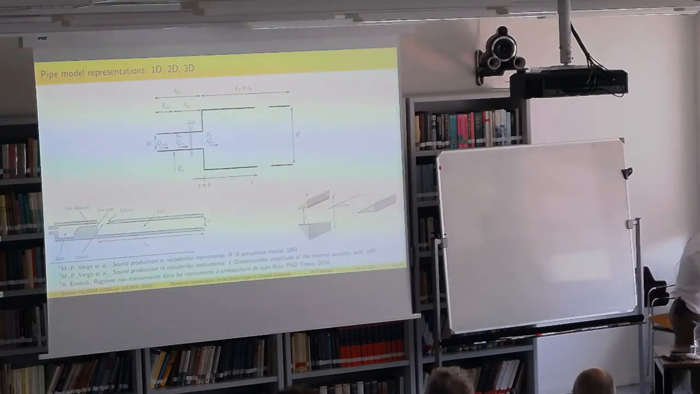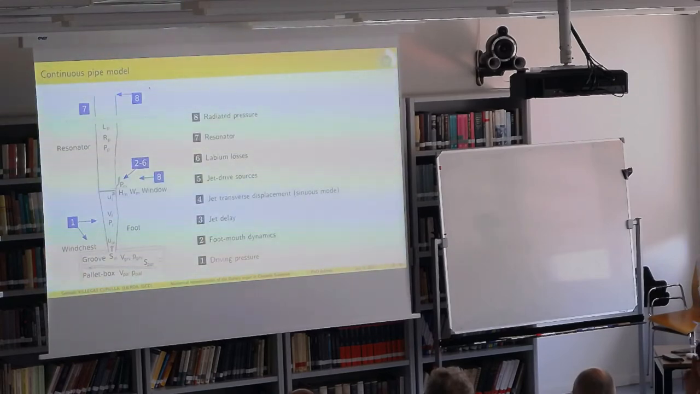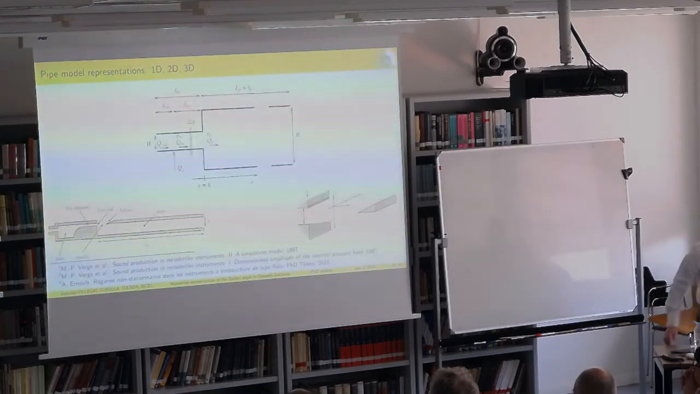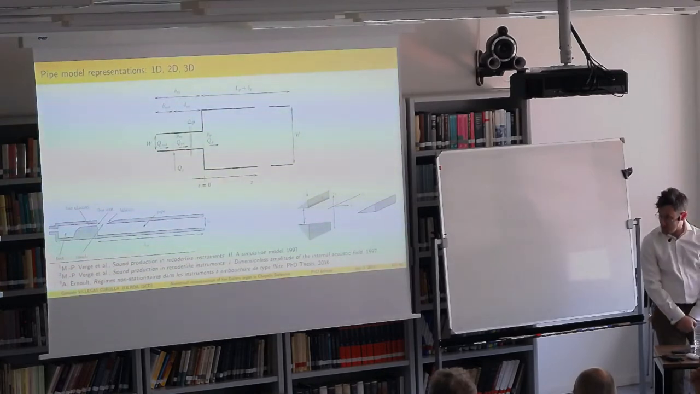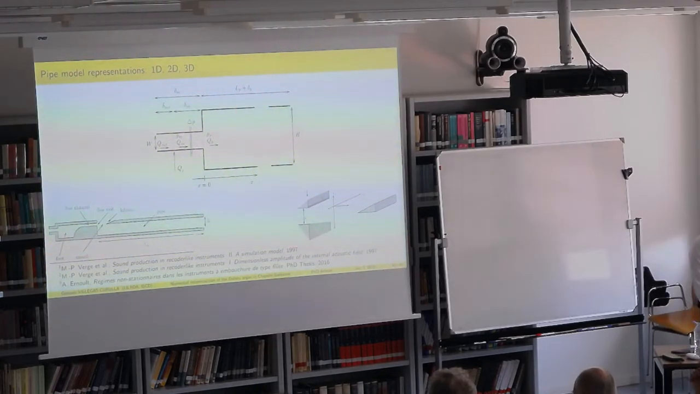Organ pipe modeling during the last five to seven decades has leveraged one, two, and three dimensional representations, where lumping elements was more relevant for representations of length correction, impedance, aeroacoustic sources, cavities upstream of the mouth, pairs of vortices, turbulence, losses at the labium, etc.